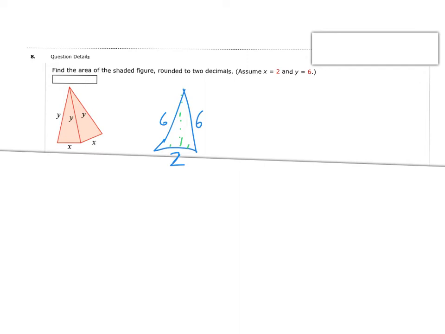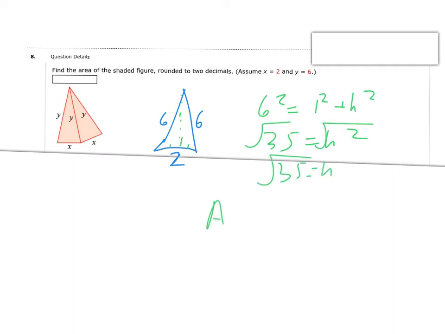And then I can use the Pythagorean theorem to see that 6 squared, not 2 squared, 6 squared equals 1 squared plus the height squared. So then that'll be 35 equals h squared, which will make this the square root of 35. And so I can say that the area of this triangle then is 1/2 times 2 times radical 35. Since this is a right angle here, and once again, when this is an isosceles triangle, that altitude, that right angle imaginary line cuts the bottom in half perfectly, so that allowed me to do this.